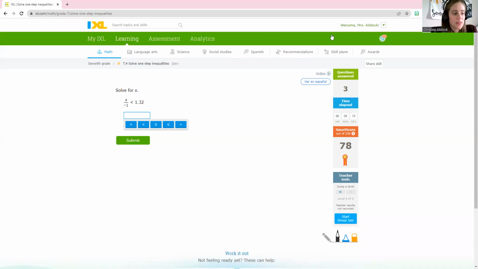Here we have a problem and there's a decimal involved. That's okay. Even if there's decimals involved, our steps aren't going to change. It just may mean you might not be able to do the math in your head. You may have to work out the addition, subtraction, multiplication, or division off to the side. So here we have S being divided by -1 is less than 1 32/100.